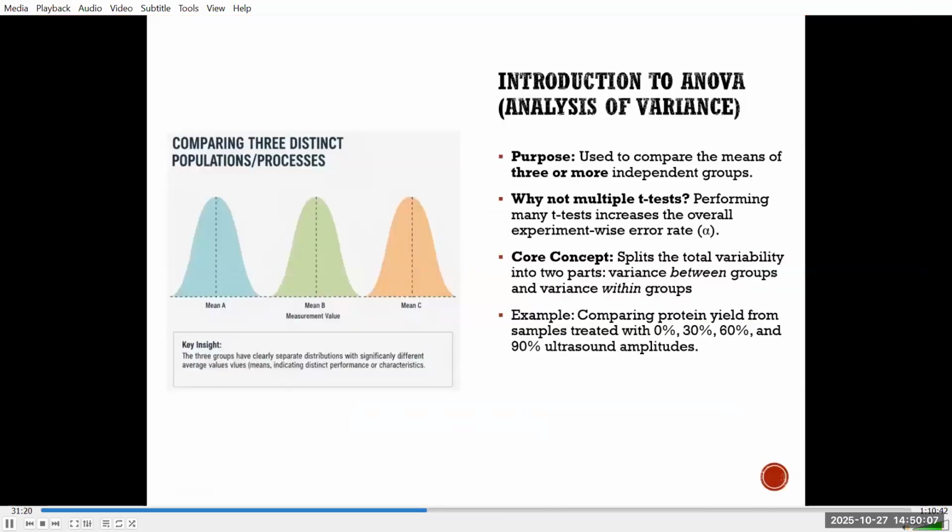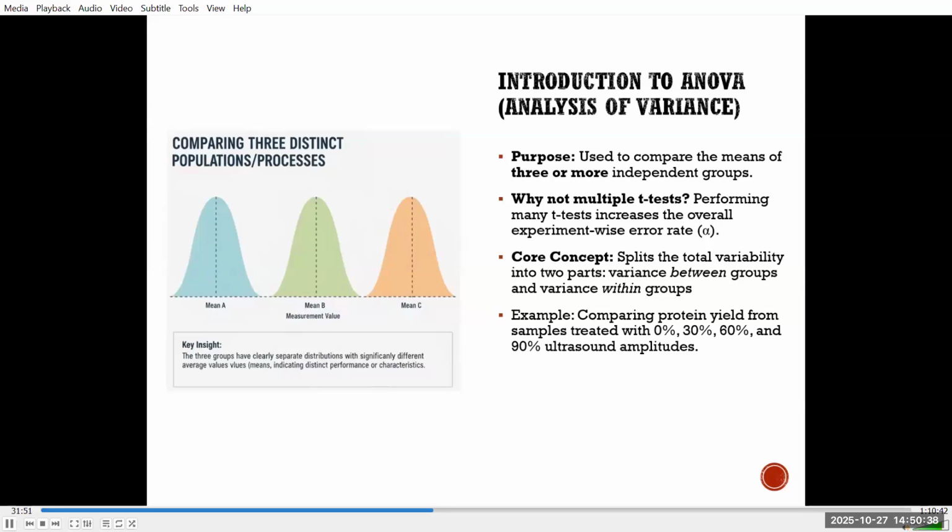Okay, let's come to the introduction to ANOVA. ANOVA is the analysis of variance. Basically the t-test is for two types of batches or two types of samples. Basically, it is for two groups. But when the groups are more than two, we apply ANOVA for the statistical comparison.